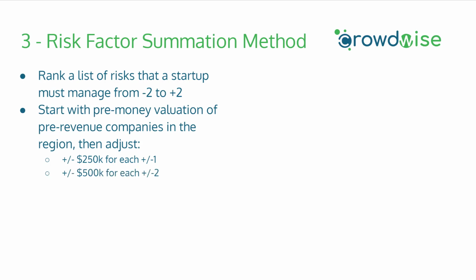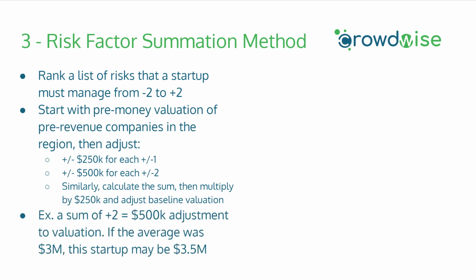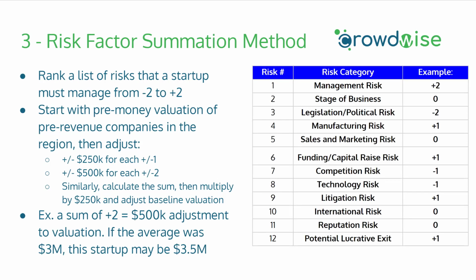In a similar way, if it's plus or minus 2, it corresponds to plus or minus $500,000, and a 0 is neutral. So one easy way of doing this is just summing up all the 1s and 2s at the end, and then multiplying that by $250,000 at the end, and adjusting the baseline valuation by that number. So, an example, if you ended with a net sum of +2, that's a $500K adjustment to the valuation. So if the average startups that you were comparing with had a 3 million valuation, this startup may be worth 3.5.